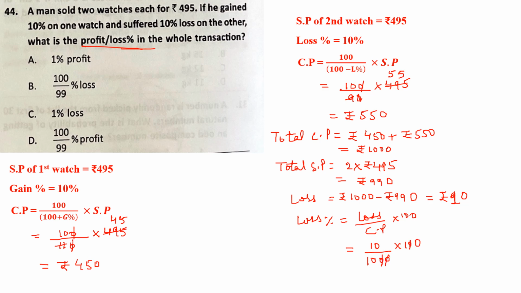So 20 cancel. Here 1010 cancel. So there is a loss of 1%. So the correct option is option C. Now these types of questions you have seen in your NCERT textbook also. Okay, and this is a really important question. These types of questions are asked in many other competitive exams also. Now moving to the next question.